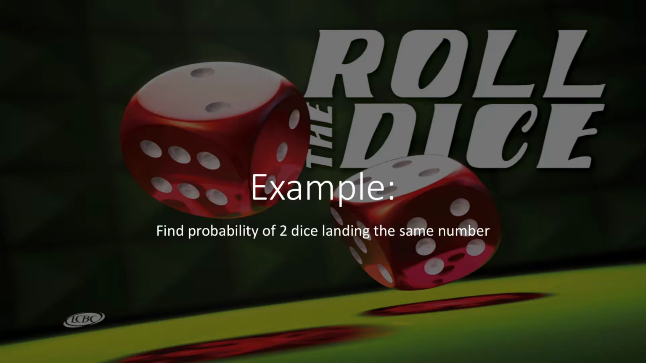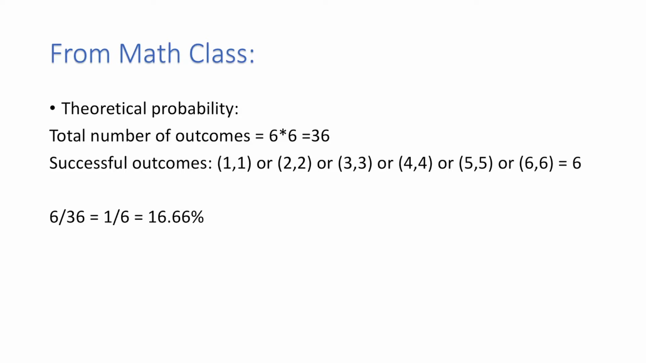So let's combine it with an example: finding the probability of two dice landing on the same number using the Monte Carlo method. First, we'll find the theoretical probability by computing, and then we'll look at the Monte Carlo method of solving it in two ways. Using the mathematical calculation, there are 36 total outcomes, and the total number of successful outcomes is 6, which is 1,1, 2,2, 3,3, 4,4, 5,5, and 6,6. So 6 divided by 36 is 1 over 6, which is approximately 16.66%. So that is our theoretical probability.